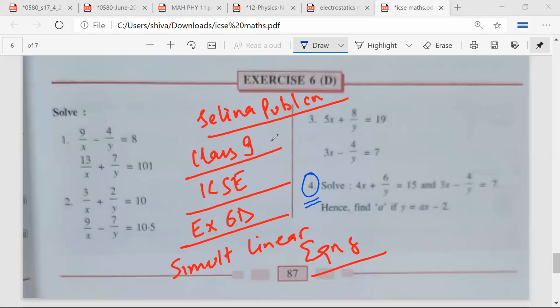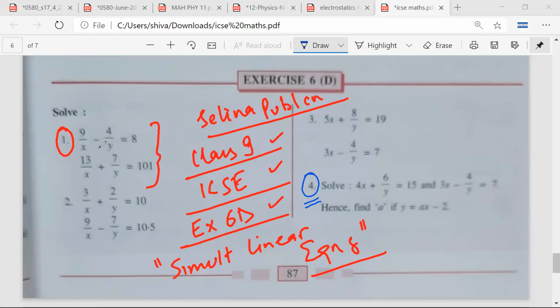So, Mr. Rudra, class 9th, ICSE board, exercise 6D. The chapter is simultaneous linear equations. Question number 1. Now, in questions like these, what you need to do is substitute.